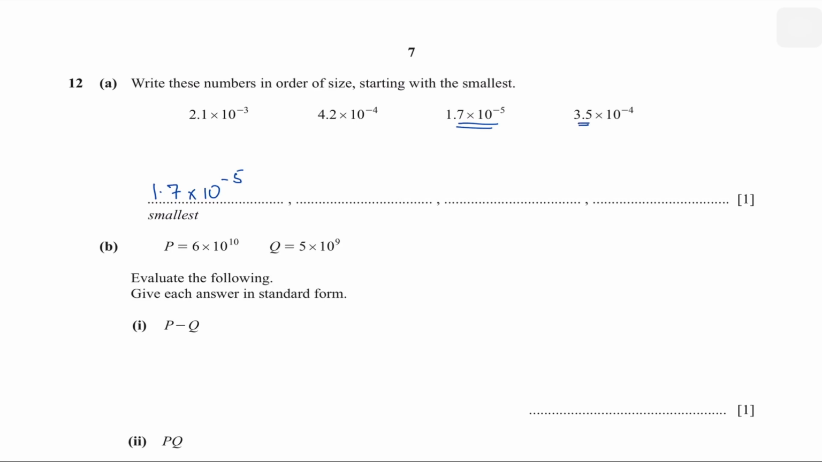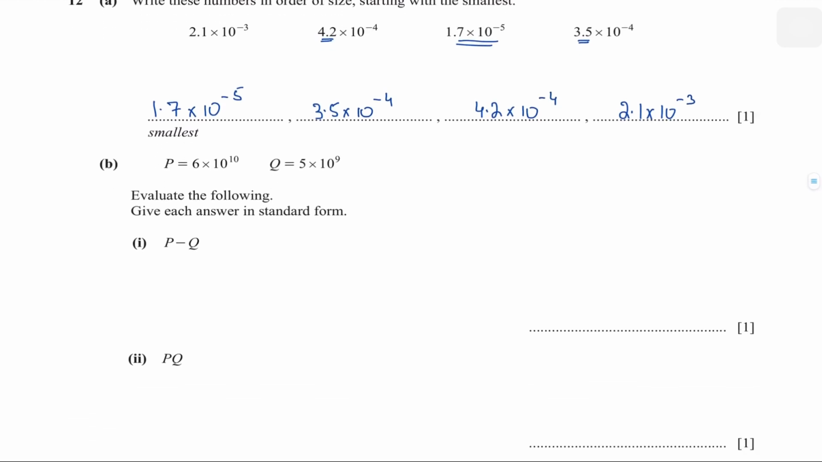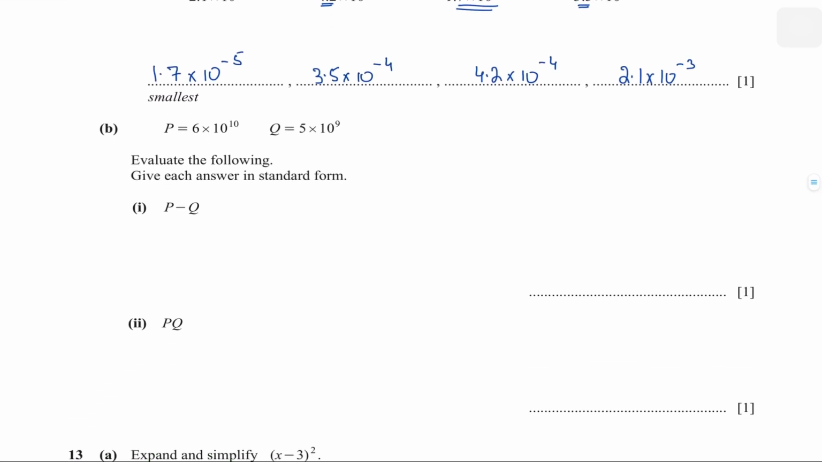And then since we have two powers of minus 4, I can't compare those since they're the same, so I'm going to look at the value just before that. Here we have 3.5 and then we have 4.2. So 3.5 is obviously going to be smaller. So there you go, 3.5 times 10 raised to the power minus 4, and then we're going to have 4.2 times 10 raised to the power minus 4. And then we just have one value left, which is 2.1 times 10 raised to the power minus 3. Okay, so that's that. Let's move on to part B. Again, a question related to standard form.